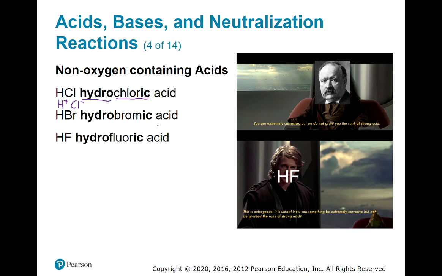Same thing goes for hydrobromic acid based on bromide. Hydrofluoric acid, which again is not a strong acid, even though HCl, HBr, and HI are all strong acids. HF, which also contains hydrogen and a halogen, is a weak acid. But F minus is fluoride, so this becomes hydrofluoric acid.